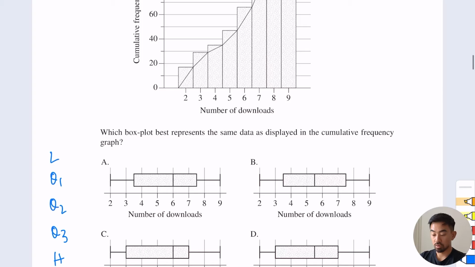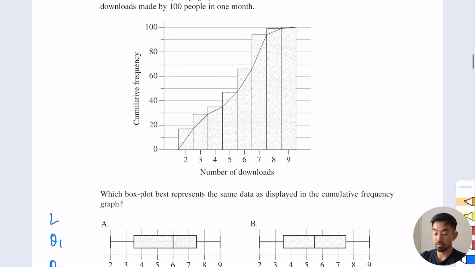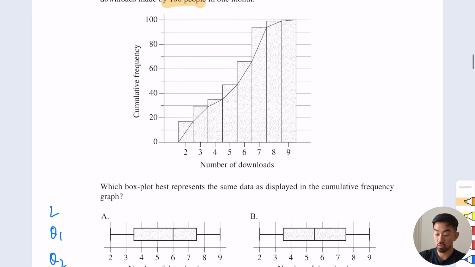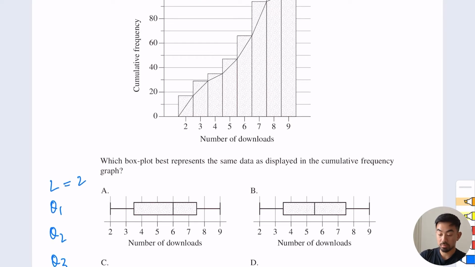So let's have a look at my cumulative frequency graph here. Now they made it easier for us by telling us there's 100 people, which means our cumulative frequency graph is just literally going to be working on a scale of 100%. So I know my lowest here is 2, as I can see here. My lowest score is 2 and my highest is 9. So I can already fill that in.